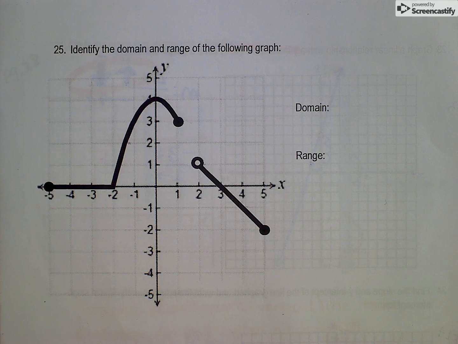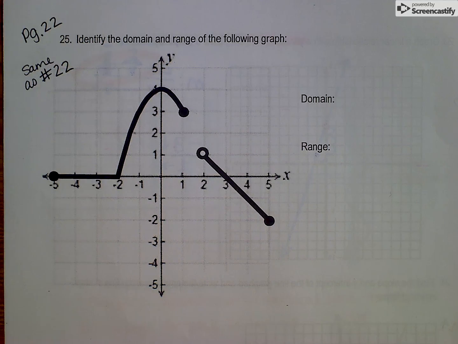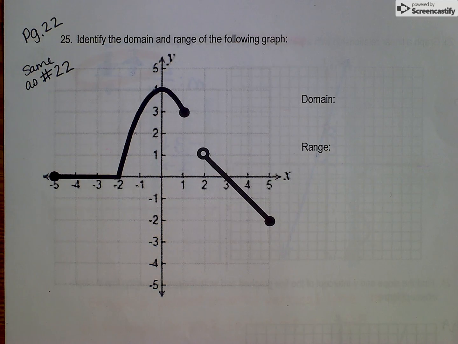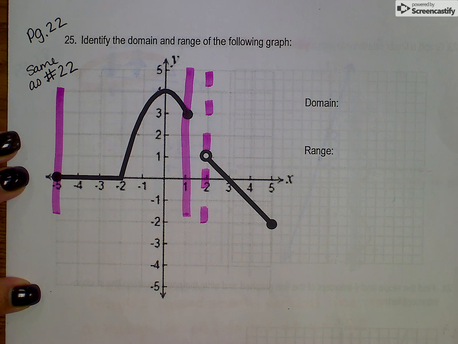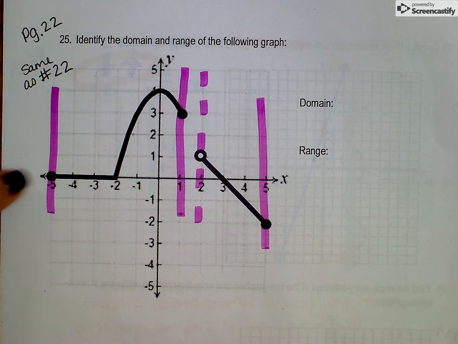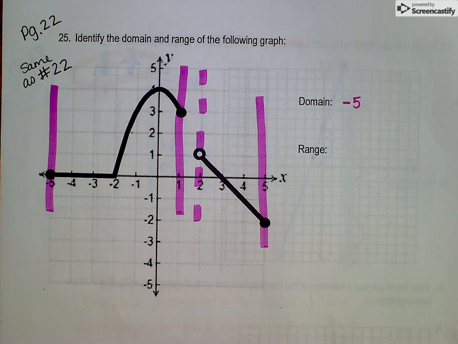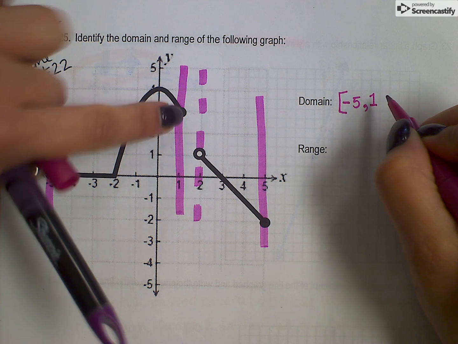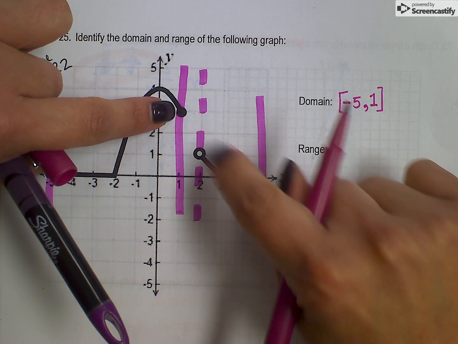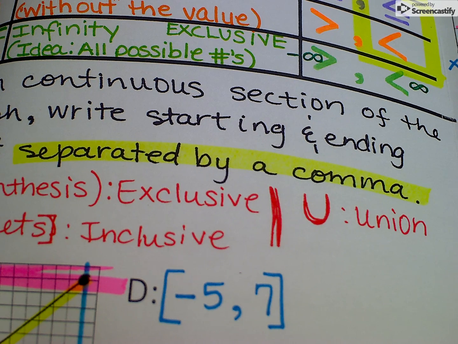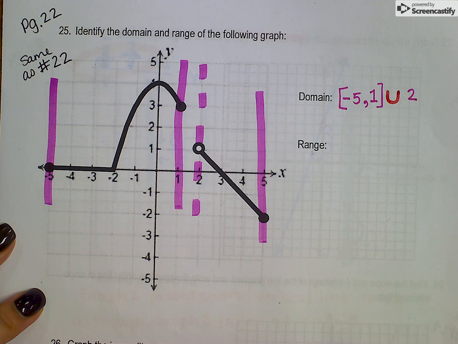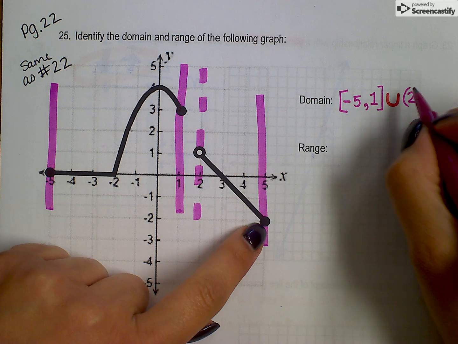I'm going to move through this one a little bit quicker since this is pretty much the same question as we had on number 22, which is also on page 22 of your interactive notebook. So domain is from left to right, but we're not done. Let's continue. All right, so let's begin at the x value of negative 5, which is inclusive. And then we're going to follow all the way over to 1, which is also inclusive. Now we have a break here. So according to page 22, we connect that break using a union. And then we continue with 2, which is exclusive. And we finally end at an inclusive 5.